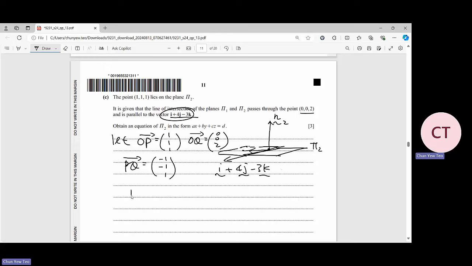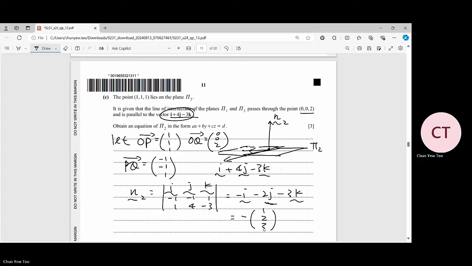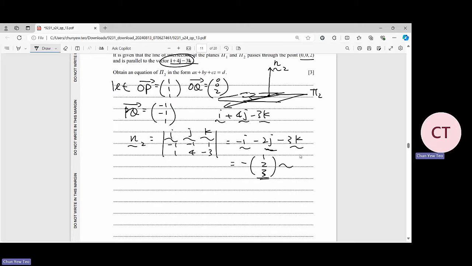So to find the normal number 2, just take the i, j, k of negative 1 multiplied by 1, 4, negative 3. So this one is 3 minus 4, negative i. This one is 3 minus 1, 2 minus 2j. Then this one is negative 4 plus 1, negative 3k. Factorize a negative out, you get 1, 2, 3. So I will be using 1, 2, 3 as my normal vector.